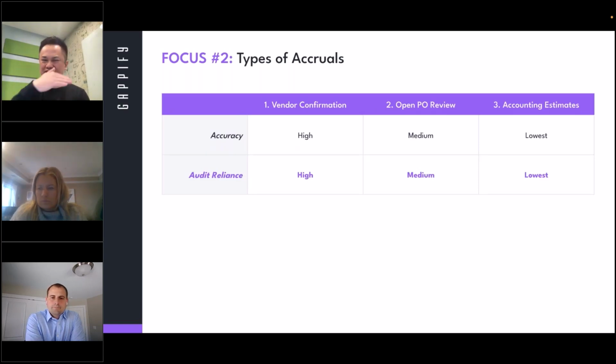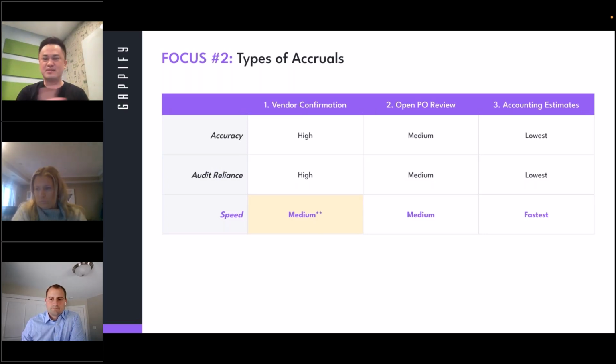And the second point here, in terms of audit reliance, it obviously aligns with the accuracy level. So the more you lean in on confirmations, the higher the reliance is, or the higher the quality is of the documentation for your auditors. So that one should be pretty self-explanatory.